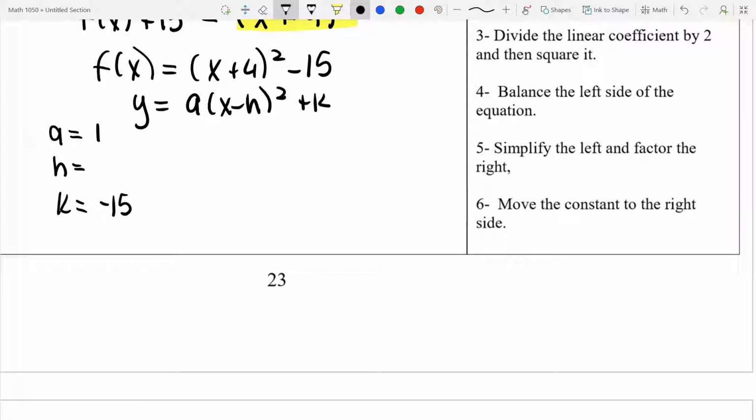The h is just a little bit more tricky. So look, guys, the x's line up. The plus and the minus do not line up. So h is not 4. Can you tell me what h is? It is a -4, okay?